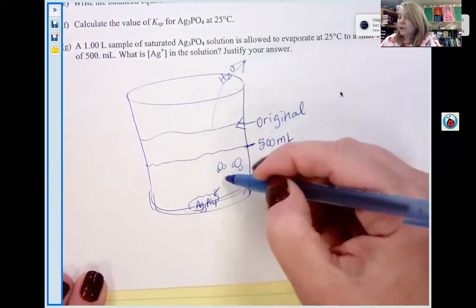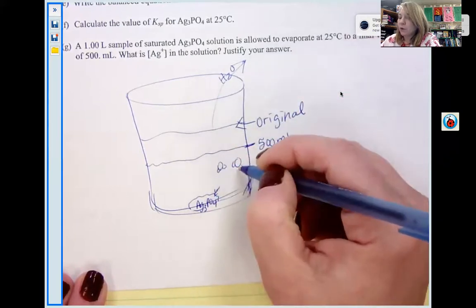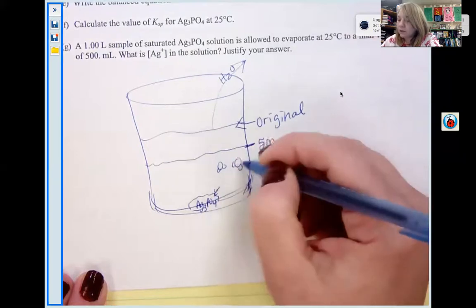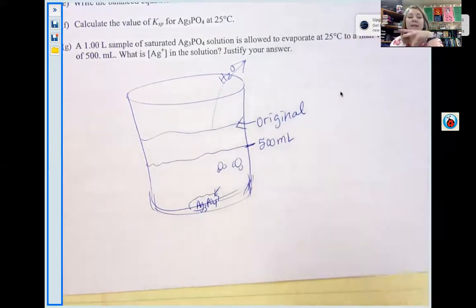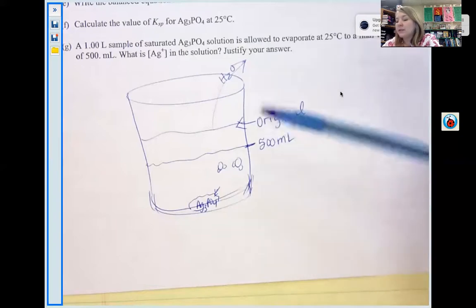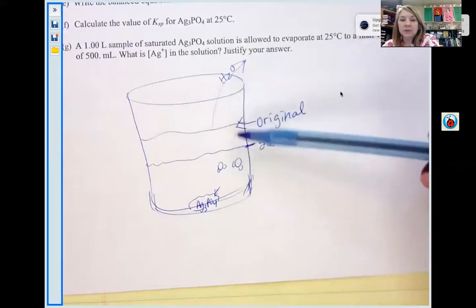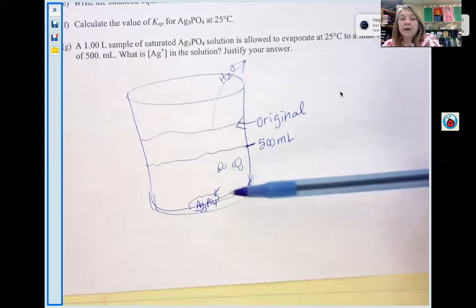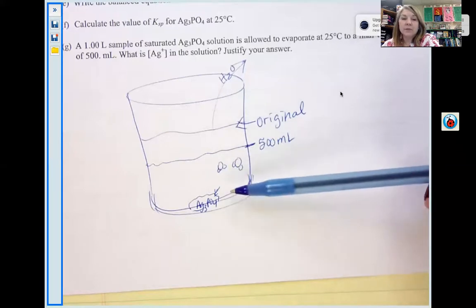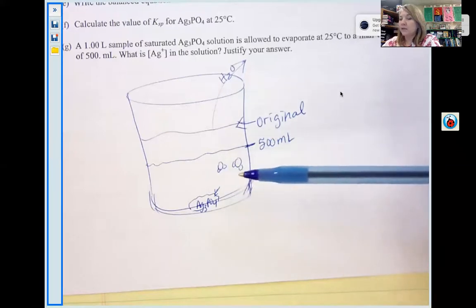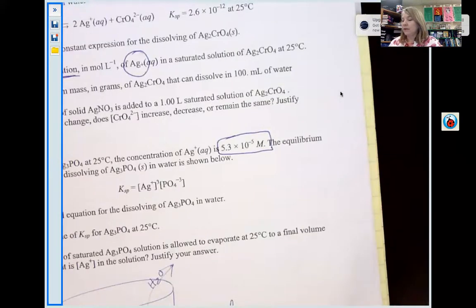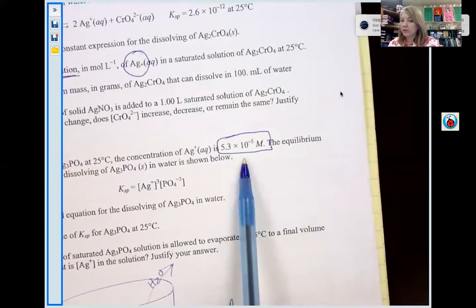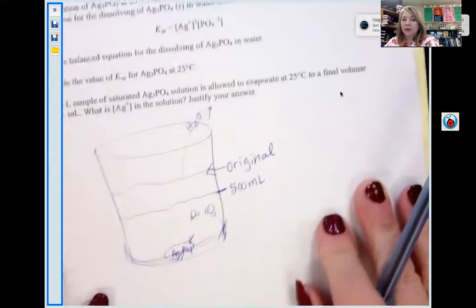Since you've got fewer ions in solution because you have fewer water molecules to pull them into solution, the original concentration is still going to be the same. It's a saturated solution. So by allowing some of this stuff to evaporate and you haven't changed the temperature, you still have the same concentration. So it says, what is the silver ion concentration in solution? What was it originally? It was 5.3 times 10 to the negative 5th. That's your answer. And then you had to justify your answer.